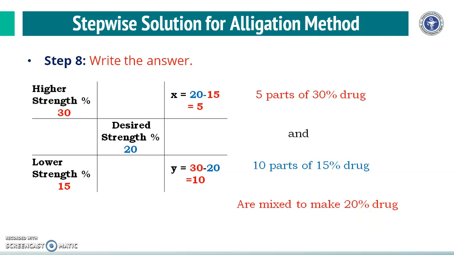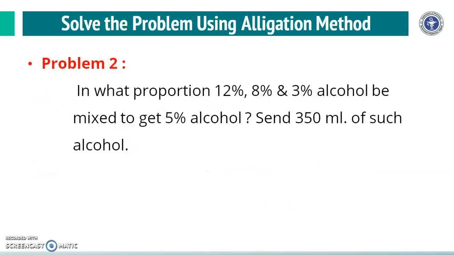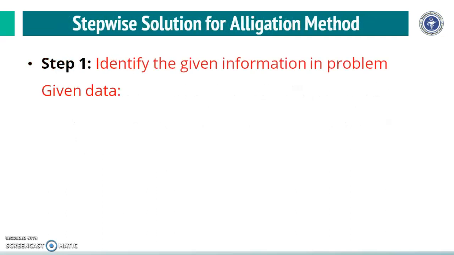Let us go ahead and quickly take another problem. In what proportion should 12%, 8% and 3% alcohol be mixed to get 5% alcohol? And you are going to make 350 ml of such alcohol. So let us go stepwise. Step 1, what is the data given?